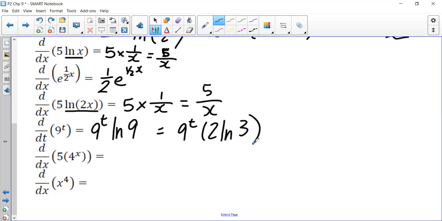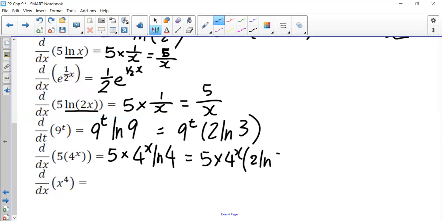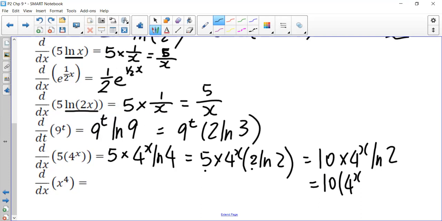Next one, 5 times 4 to the power of x, differentiate that. 5 is just 5 times 4 to the power of x, a to the power of x. So 4 to the power of x, ln 4. So that's the same as 5 times 4 to the power of x ln 4, which could be written as 2 ln 2 because 4 is 2 squared. Then the 5 and the 2 can multiply, becomes 10 times 4 to the power of x ln 2. It's a bit ugly, but that's what we usually write.